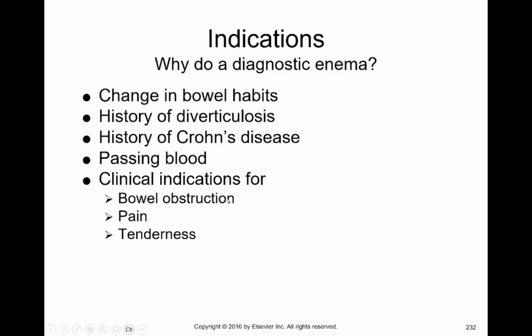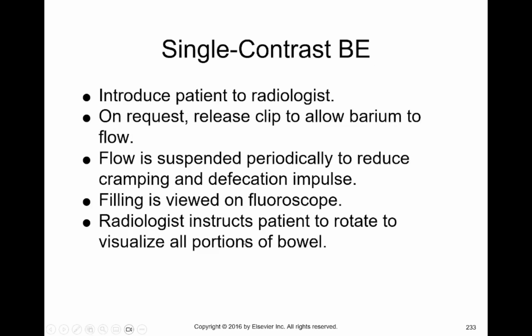We've got clinical indications for bowel obstruction, pain and tenderness, reflex tenderness with elevated white blood cell count that could point to something like appendicitis. Appendicitis is not necessarily an indication for a barium enema, but I've worked in a hospital where it was part of the protocol to do a gastrograph enema or an iodinated contrast enema for appendicitis.